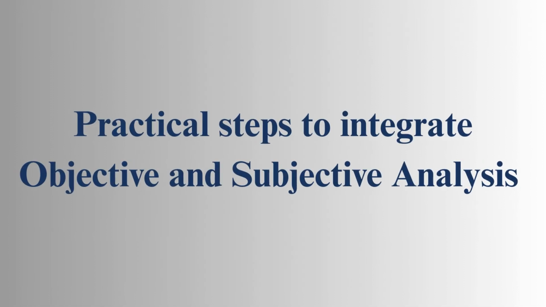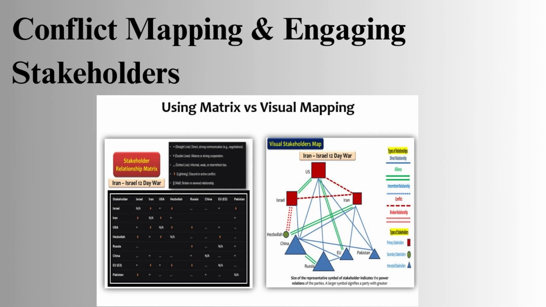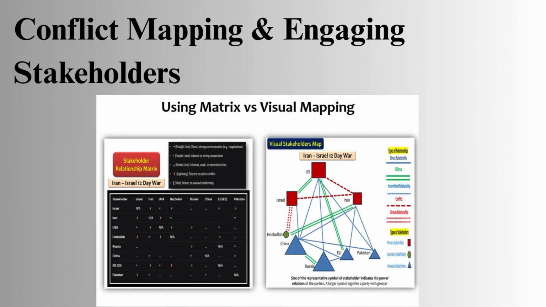Next, we have the practical steps to integrate the subjective and objective analysis. Conflict mapping is one of the steps that clarifies relationships among the stakeholders. There are two methods used, for example, the matrix method that creates actors, interests, and influence, and the visual method that diagrams alliances, tensions, and ties. Together, they expose power dynamics and support constructive conflict management.